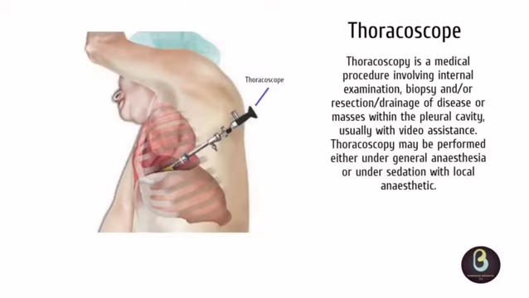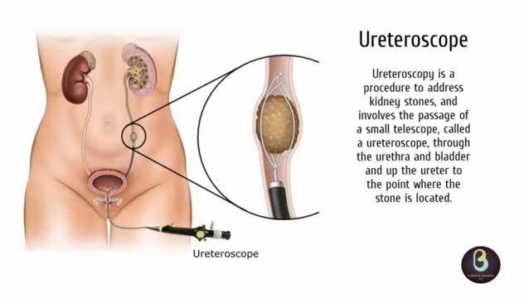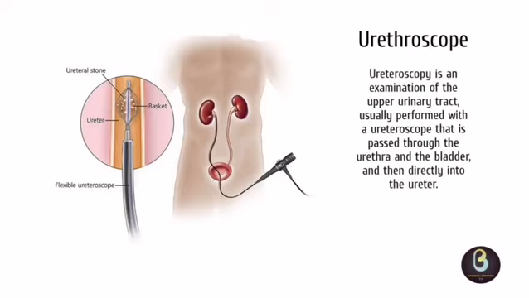Thoracoscope, used to examine the pleural cavity through an intercostal space, the space between adjacent ribs, filled by intercostal muscles. Ureteroscope, used to examine the ureter. Urethroscope, used to examine the urethra. And recently, a new technology has been developed called capsule endoscopy.